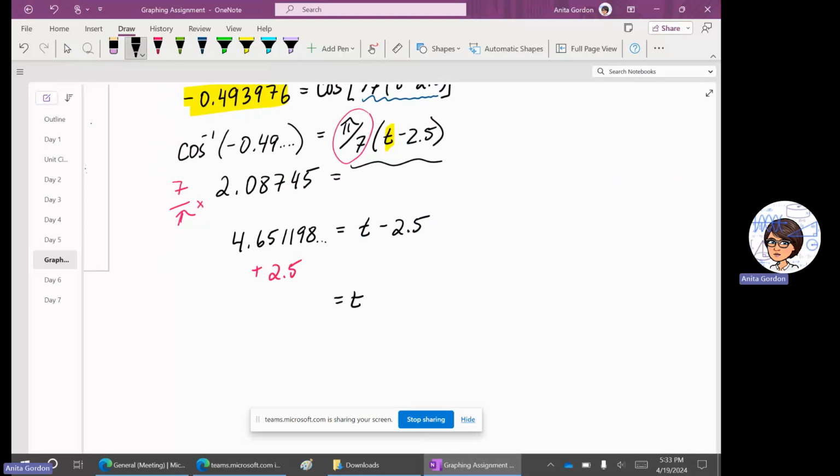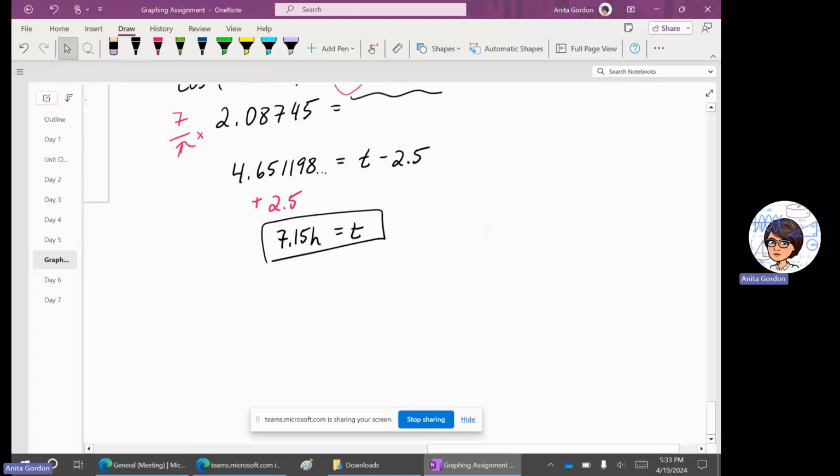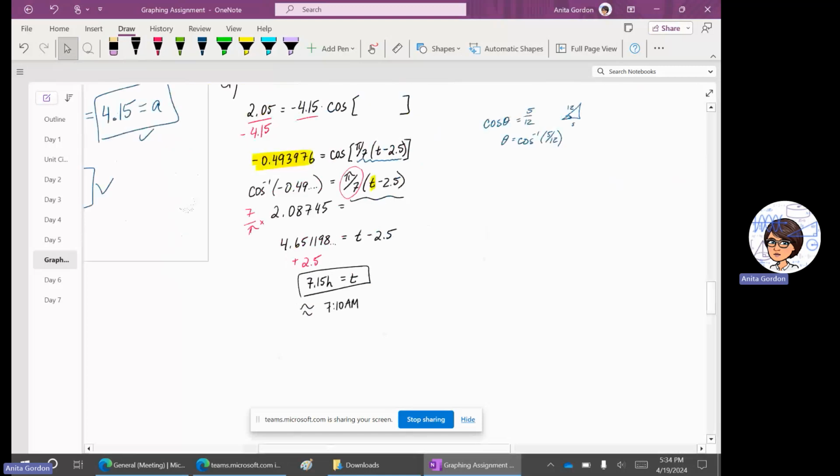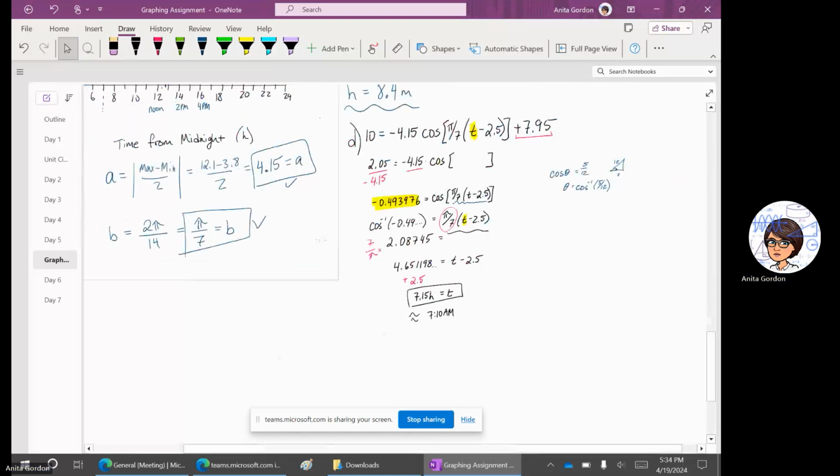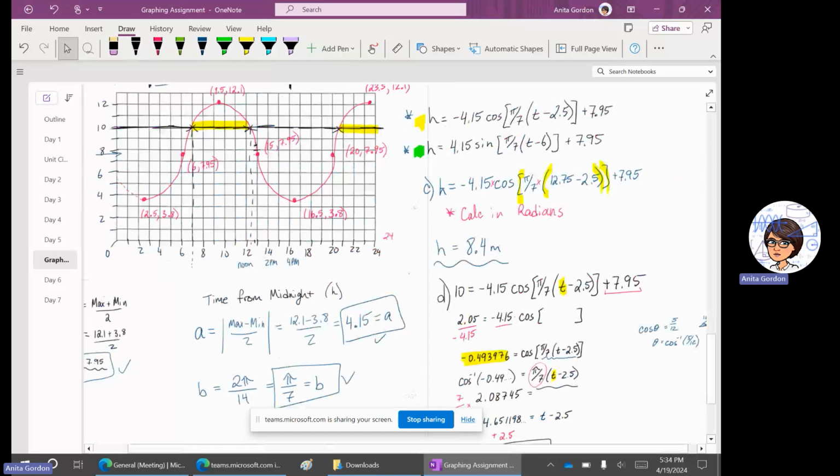So the time will be 7.15 hours after midnight. Okay, so let me see. If I do 0.15 times 60, that's approximately 7:10 a.m. is when the height of the water is going to be 10 meters. Hey, that's actually really close to what we assumed it would be when we looked at our graph. Yeah, so close to 7. Okay, so that means our graph is a really good picture here.